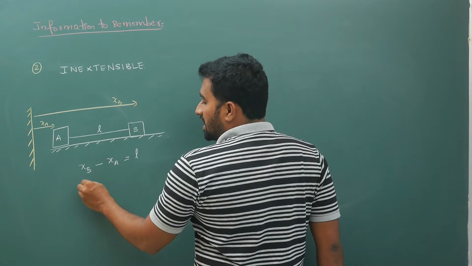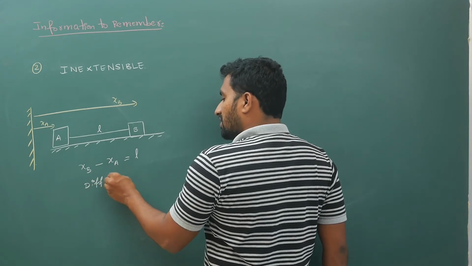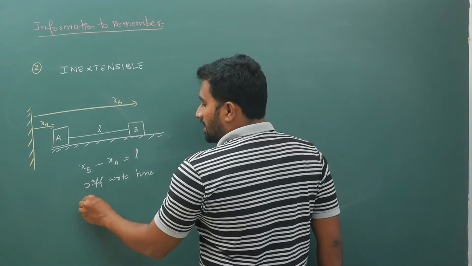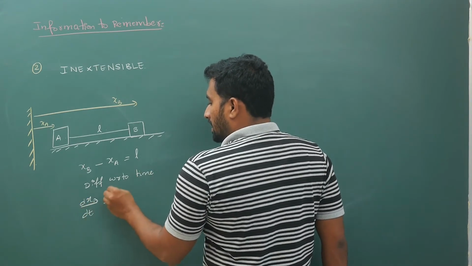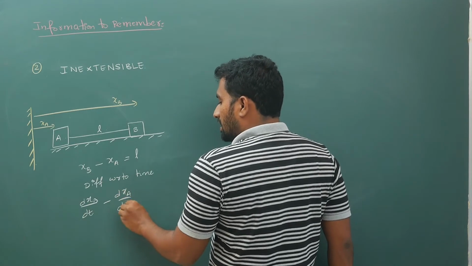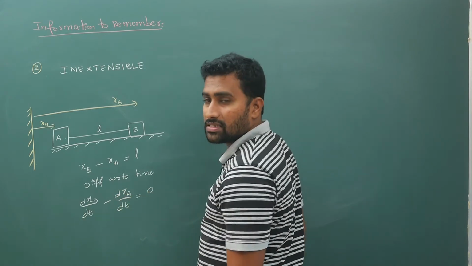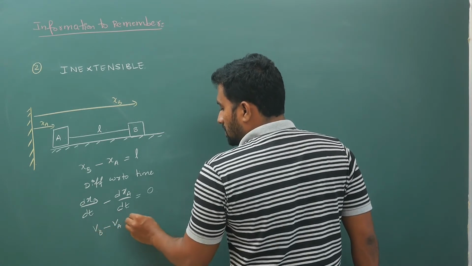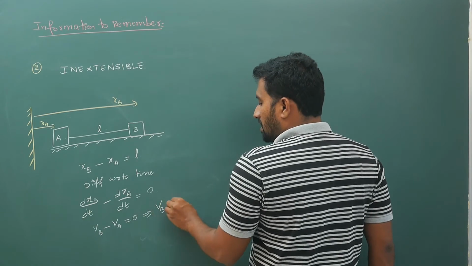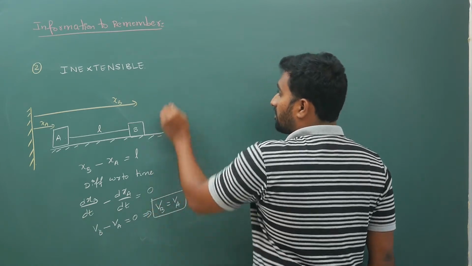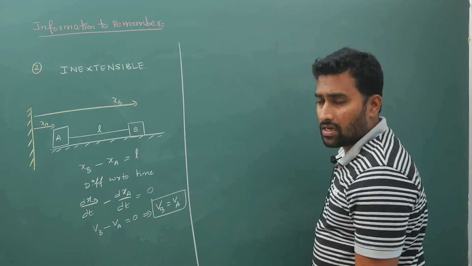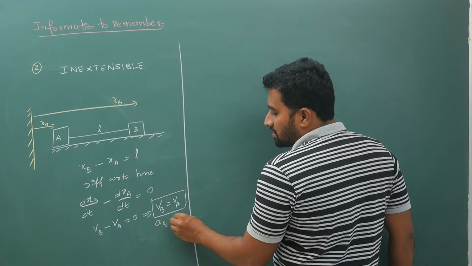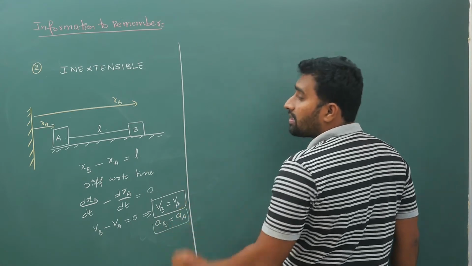So you differentiate it with respect to time. Differentiating with respect to time, dXB by dt minus dXA by dt is equal to the derivative of L, which is equal to 0. So VB minus VA is equal to 0. So the velocity of B is equal to the velocity of A. You differentiate once again, you will get the acceleration of B is equal to the acceleration of A.